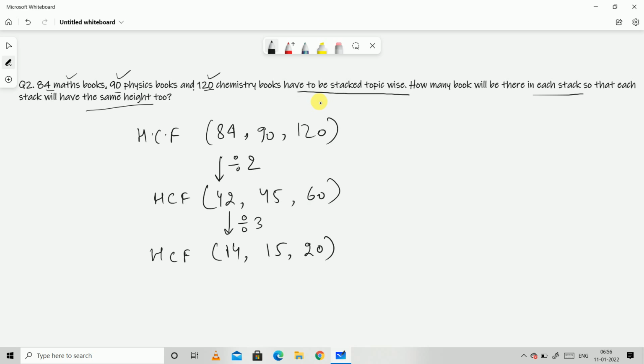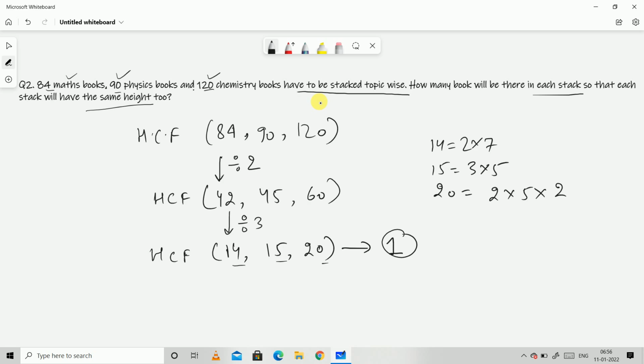Okay, now I think among 14, 15 and 20 we can write 14 as 2 into 7, 15 as 3 into 5, and I can write 20 as 2 into 5 into 2. So from here also you can clearly see, and if you have some confusion you can just prime factorize and see that there is nothing common in all three of them. Okay, nothing common in all three of them. So simply the HCF from here is 1.